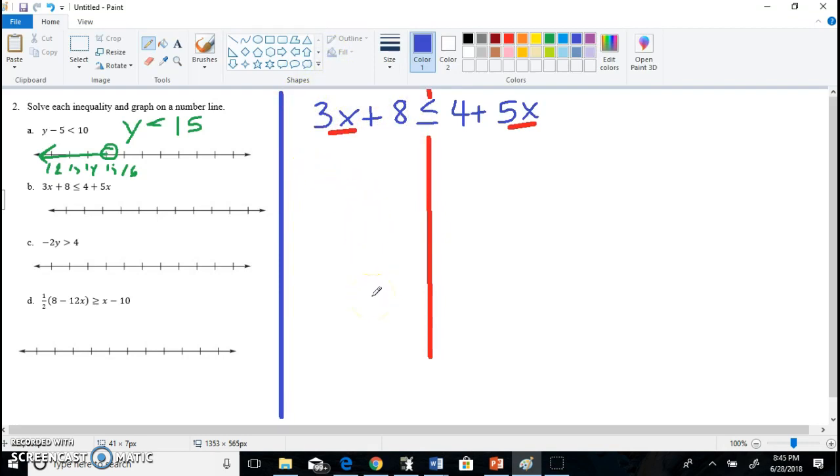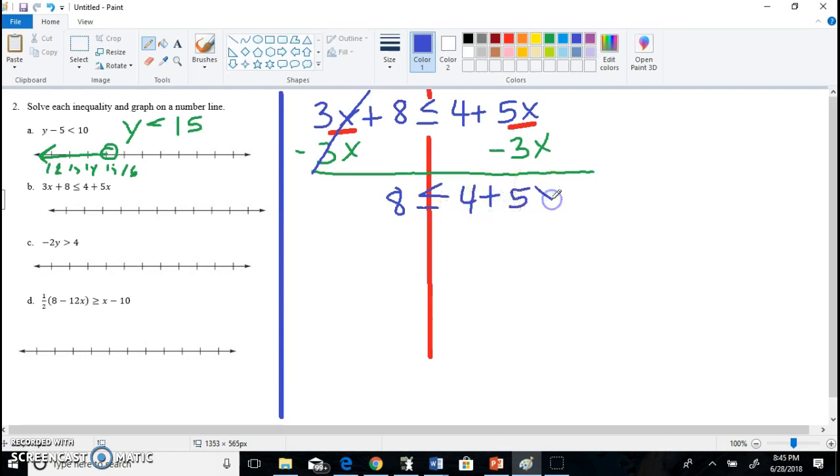So I'm going to subtract 3x on both sides. You could also subtract 5x on both sides. It's up to you. Okay. Now when I do that, this 3x minus 3x cancels. It leaves 8, because the 3x's cancel, is less than or equal to 4 plus, oops, that is not right. It does not equal 5x. It equals 5x minus 3x, which is 2x.